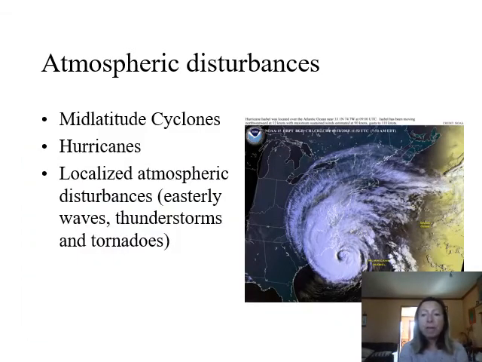There are three major types of atmospheric disturbances that I would like to introduce. These are mid-latitude cyclones, tropical hurricanes, and localized atmospheric disturbances such as easterly waves, thunderstorms, and tornadoes.